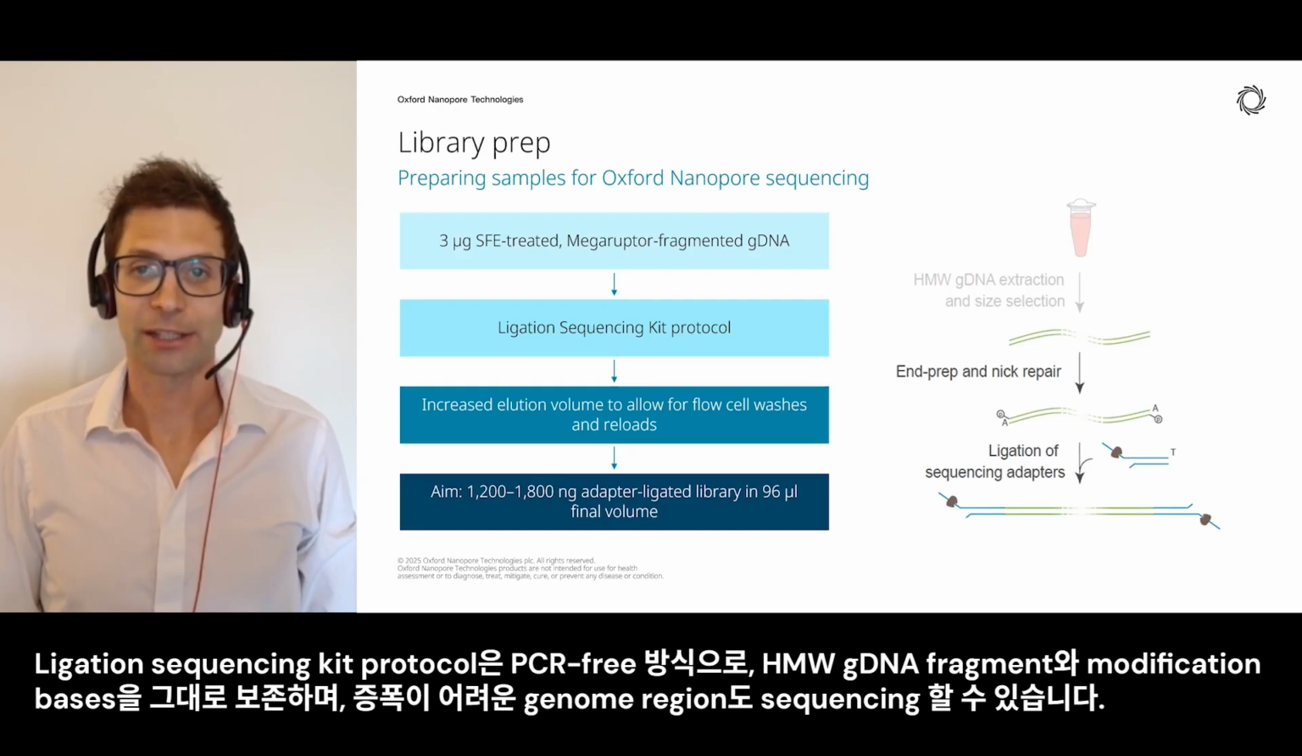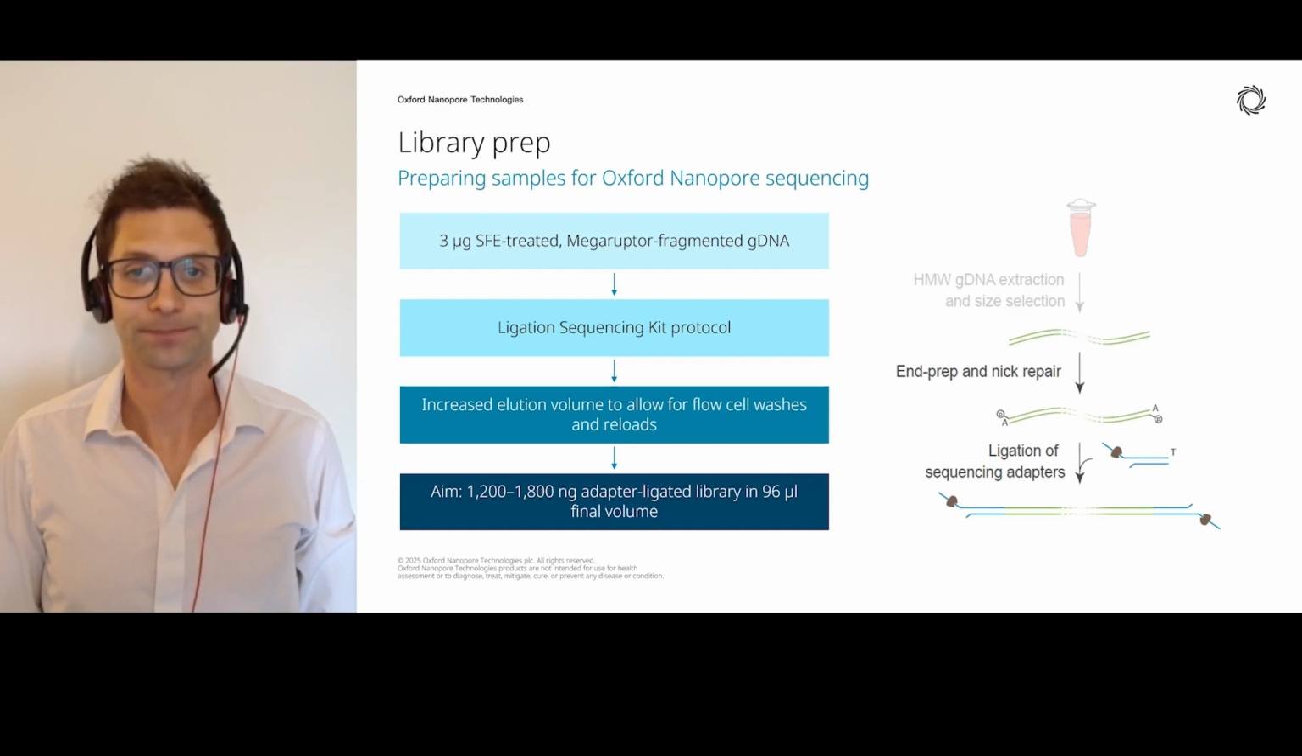The ligation sequencing kit protocol is completely PCR-free, preserving high molecular weight fragments of DNA and native modifications for direct sequencing, and ensuring that regions of the genome that are challenging to amplify are captured.